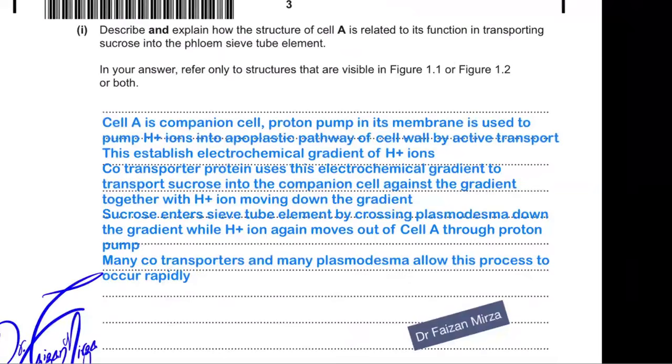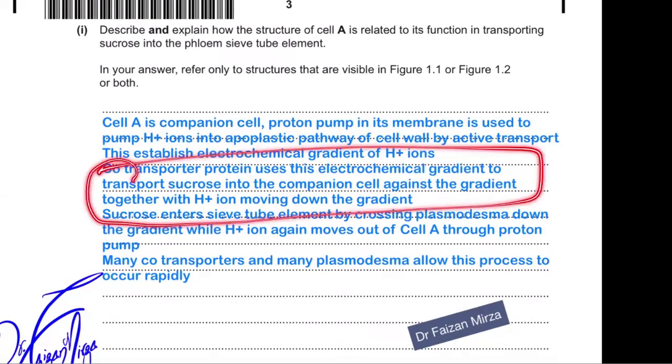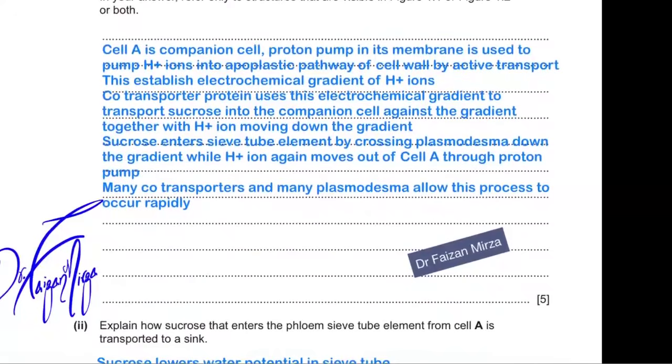Describe and explain how the structure of cell A is related to its function of transporting sucrose into the phloem sieve tube. So we'll just mention all this. The cell has a proton pump in its membrane, which uses ATP to push the H plus ions out into the apoplastic pathway by active transport. This establishes an electrochemical gradient across the cell surface membrane for the H plus ions. The co-transport protein uses the electrochemical gradient to transport sucrose back into the companion cell against its gradient, whereas the H plus ions are moving down the gradient. So this becomes a very important point: one of the things is moving down the gradient, the other is moving against the gradient, like sucrose being pulled in, sorry, not pumped in.